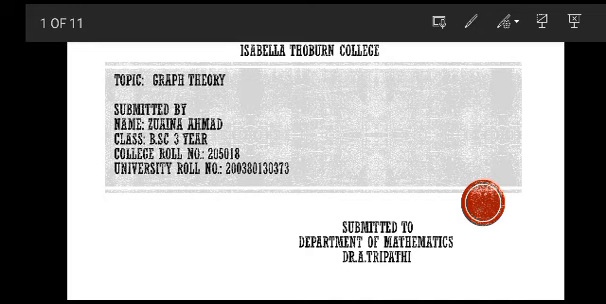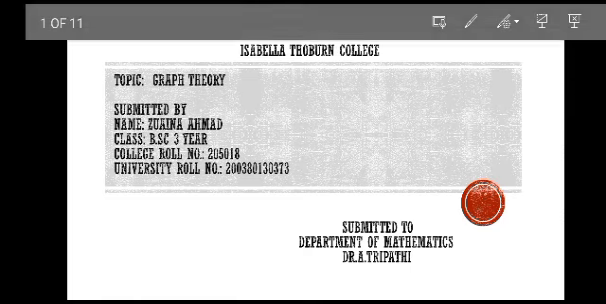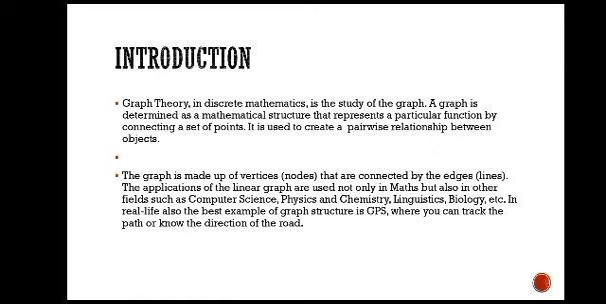So first of all, introduction. Graph theory in discrete mathematics is the study of a graph. A graph is determined as a mathematical structure that represents a particular function by connecting a set of points. It is used to create a pairwise relationship between objects. The graph is made of vertices, or you can say nodes, that are connected by edge lines.